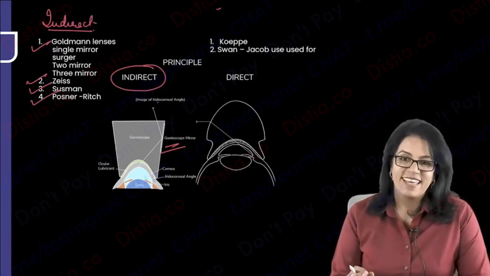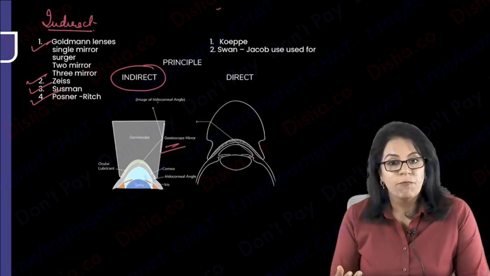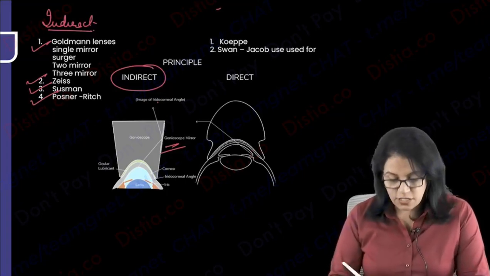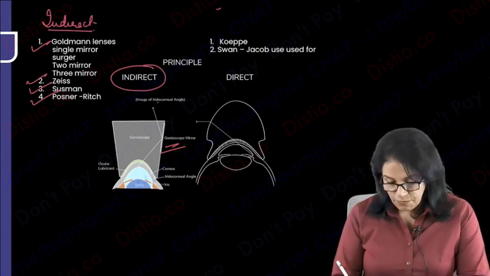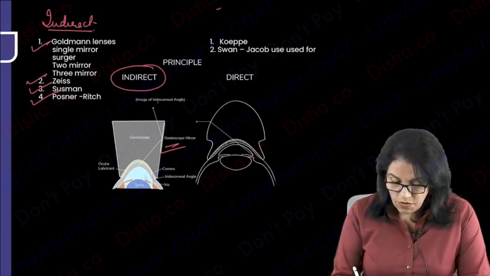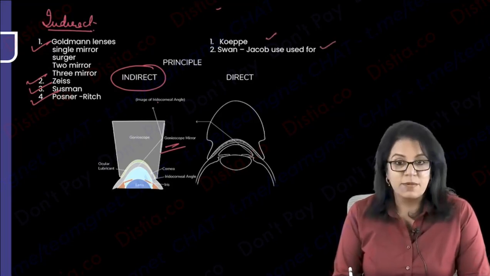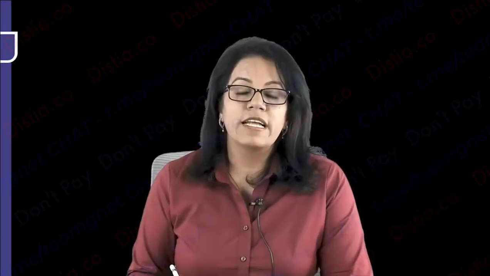You will know it. But if I have to do a surgical procedure like goniotomy, or go for trabeculectomy, especially in a small child, when I am operating in the angle, mainly in goniotomy, we generally use Koeppe or Swan-Jacob lenses. This is not through reflected light, it is direct.